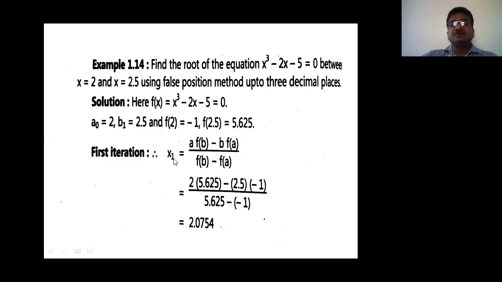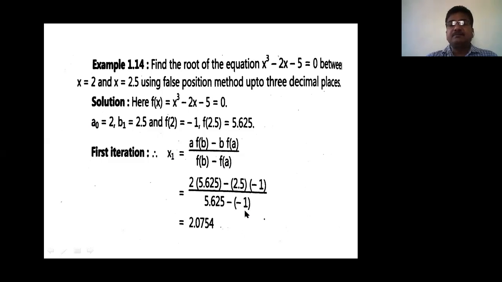So x1 is what? The formula for the false position method is what? xr is equal to (a f of b minus b f of a) divided by (f of b minus f of a). So substitute r is equal to 1, and we get the first approximation. Substitute the values of a, f of b, b, f of a and all these values, and we get this answer. So this is the first approximation. Here the first iteration is completed.